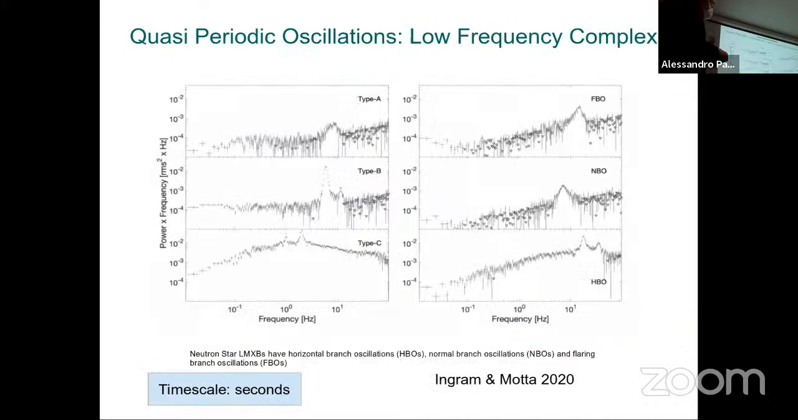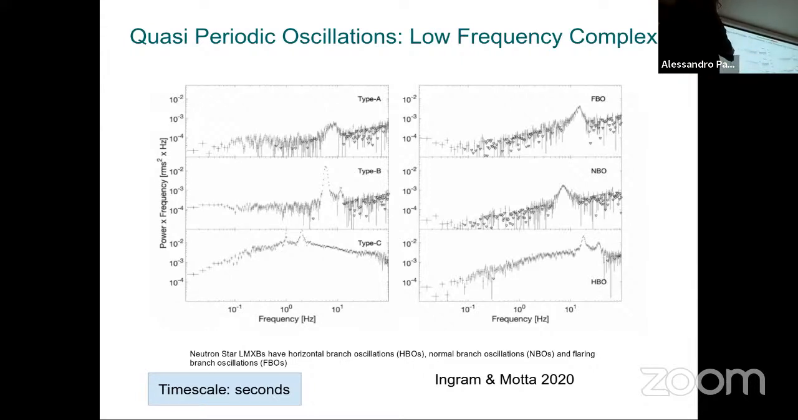If you take the light curves of these objects, low mass X-ray binaries, both with black holes and neutron stars, there's the known phenomenon of quasi-periodic oscillations. These are basically relatively coherent features that you see in the power spectrum, which are a consequence of oscillations, or let's say of variability, in the X-rays. You see these features both in neutron stars and black hole accretors.